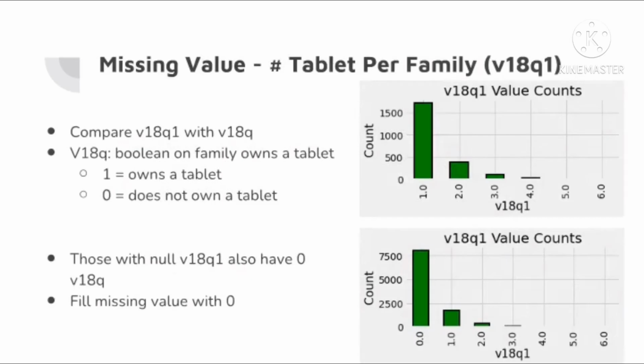Next, we found that V18Q1, the number of tablet owned by a family, contain missing values. Our hypothesis is that those with null values simply do not own a tablet. To prove our hypothesis, we compared with the Boolean variable, V18Q, which shows whether a family own a tablet or not. We found that those with null value for V18Q1 also have value 0 for V18Q. Thus, our hypothesis is true and we have filled in the missing values with 0.